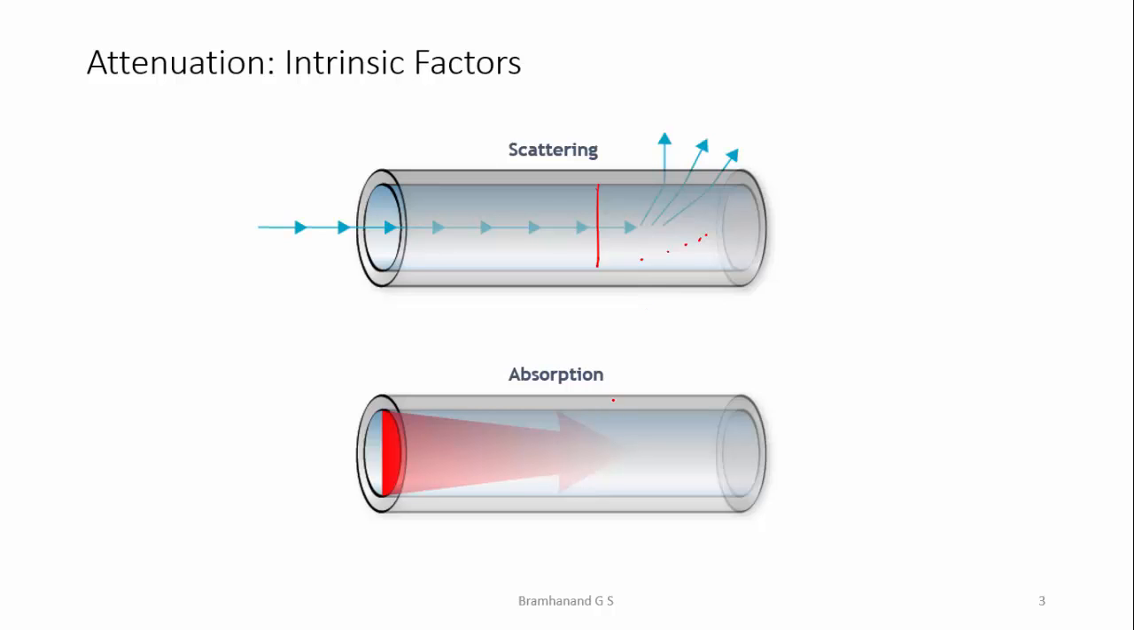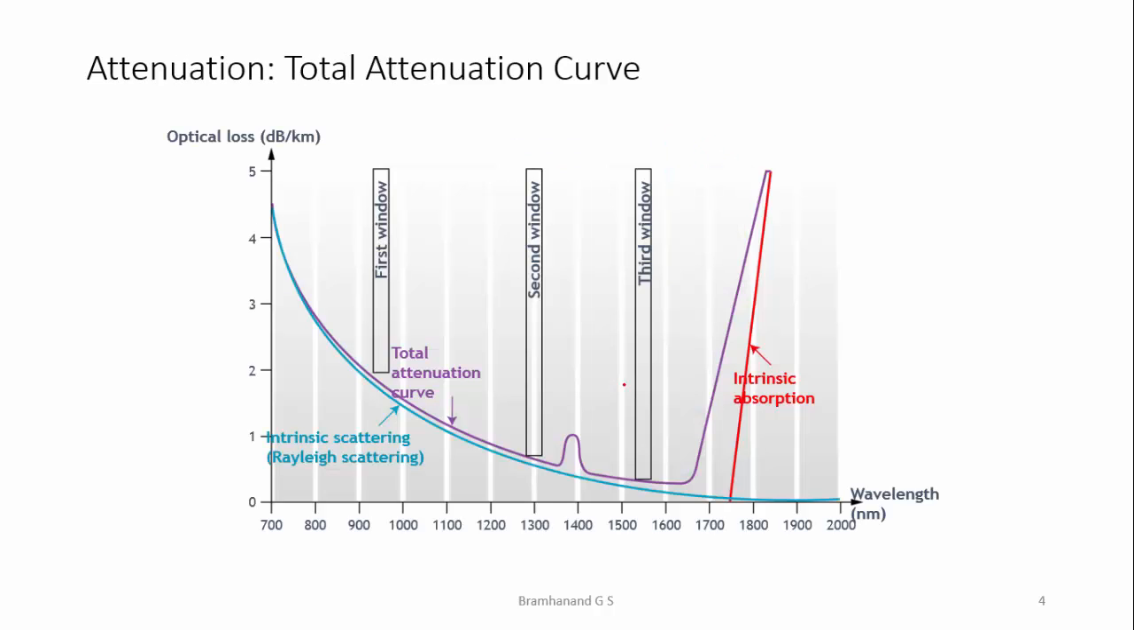And also, when an optical signal traverses an optical fiber, the impurities present in the optical fiber might absorb the signal light, making the signal strength diminish. So scattering and absorption cause attenuation in optical fiber.